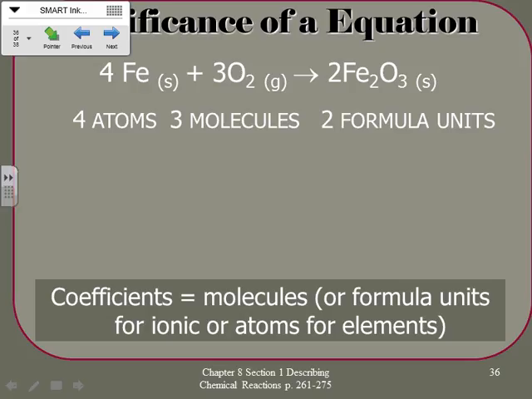In order for a reaction to happen perfectly, I need 4 atoms of iron, 3 molecules of oxygen, and I'm going to make 2 formula units of iron 3 oxide. It's kind of like a recipe, right? Like you combine this much of this and this much of that, and then you're going to make this. That's your cake at the end, right? Or whatever it is that you're making. So that's your ratio. Does that make sense?